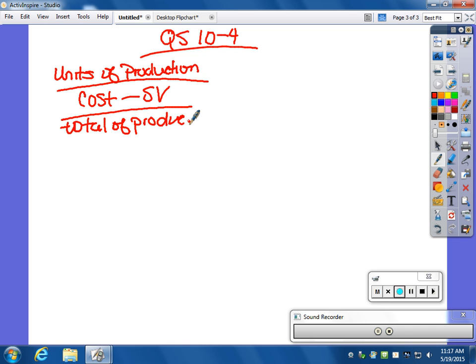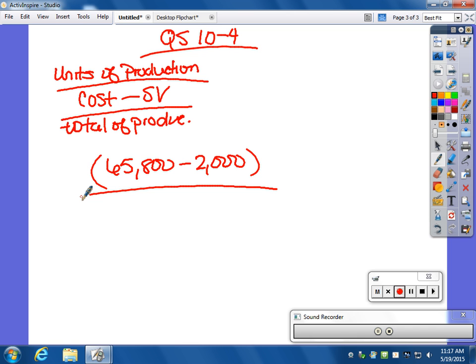In the case of this problem, and we're referring to the previous problem, we know that the cost still remains at 65,800, right? And the salvage value is still the same, correct? The only thing that has changed is total unit production. So 65,800 minus that 2,000 salvage value, and instead of using useful years, we are using units of production. How many units?